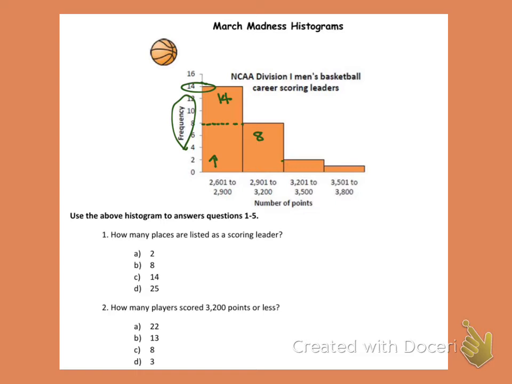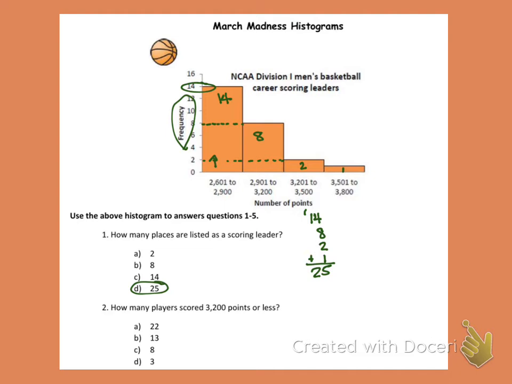And then in this one, we can see 2 and then 1. To find the total, we would add all these numbers together: 14, 8, 2, 1. 8 plus 4 is 12, plus 2 is 14, plus 1 is 15. So a total of 25.